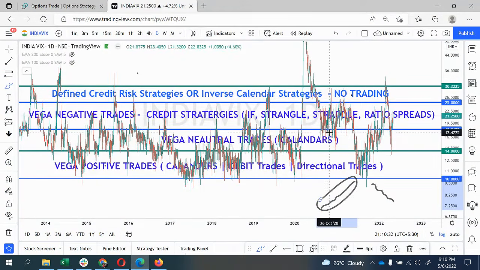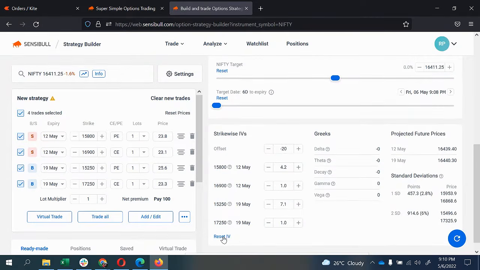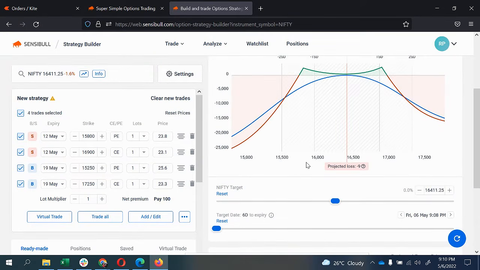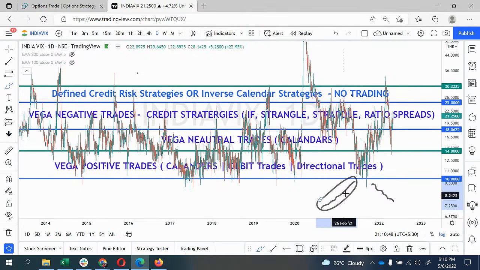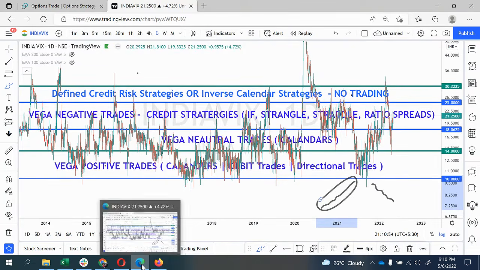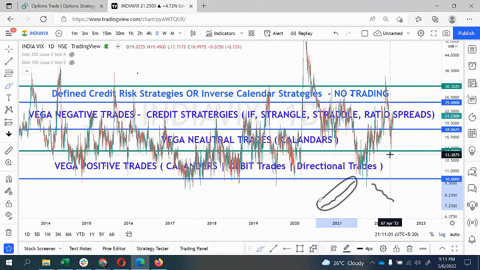So basically we go for calendars. Let me show you what I mean. I'll reset the IV, I'll get it to 0. All right, check the Greeks. This is almost a neutral trade. This will support your rising VIX, and also it will help you in not getting into huge losses if the VIX is falling. So, friends, we go for calendars only when we have the view of the calendar going up.